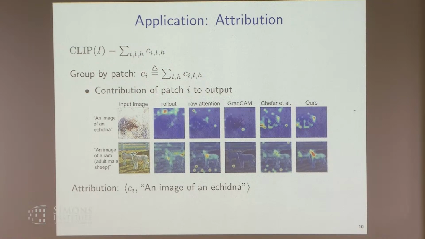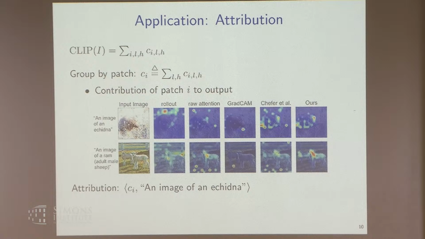So for each image patch I could say that C_i is the sum across all layers and heads of the contribution of those layers and heads. So I'm marginalizing out over the last two indices. This gives me the contribution of patch i to the output. Now the problem is the output is just a vector, so how do I do anything with that?